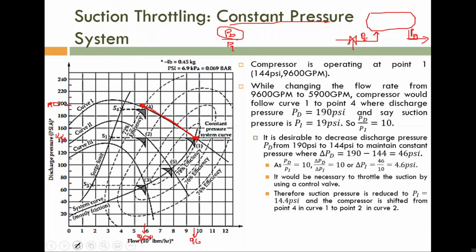So we want to maintain the pressure at 144 psi. In order to select a mechanism, first we have to know what is happening. Please go through that curve equation that we discussed in the previous slide.